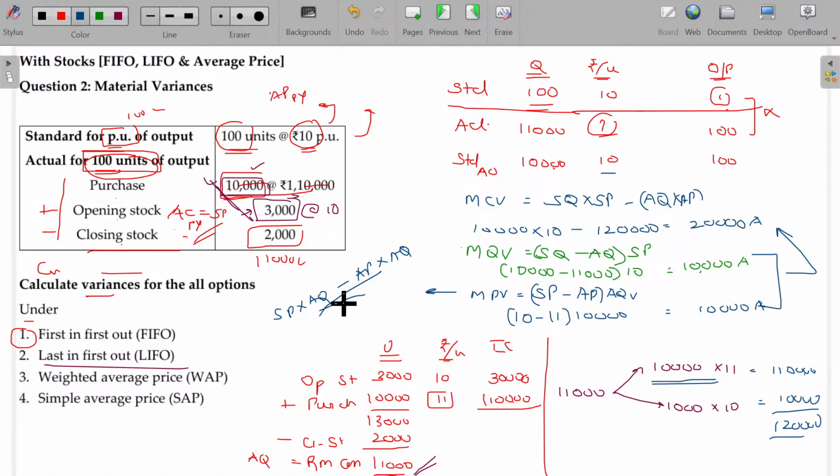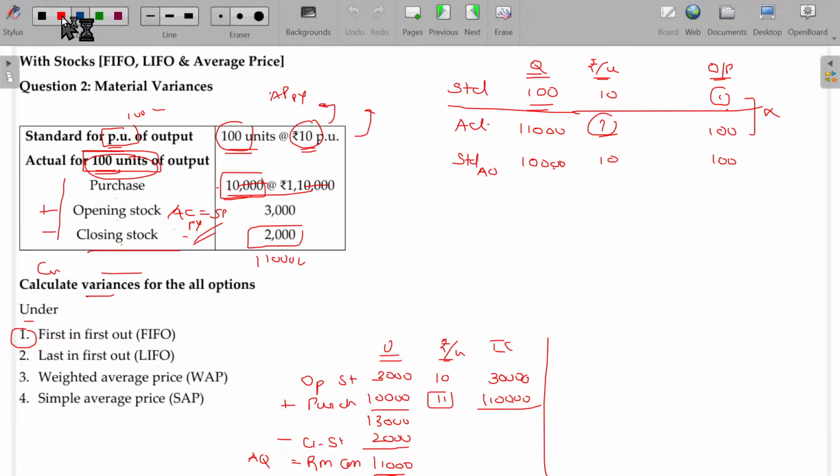Now, we'll move on to the next one. I'm going to solve under the weighted average price method. Weighted average price is nothing but the total commodity you purchased, total price you paid for that, 1,40,000. If you divide this, the value you get is nothing but the weighted average price.